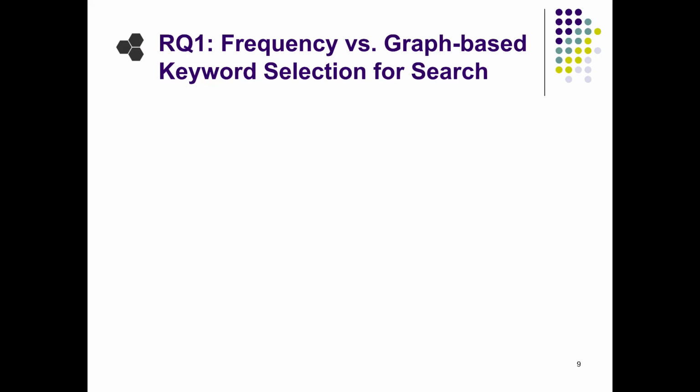In the first research question, we use different kinds of query reformulation techniques in the context of bug localization. And from the literature, what we have found is that there are two major themes for query formulation in the context of bug localization. One is frequency-based and another is graph-based.